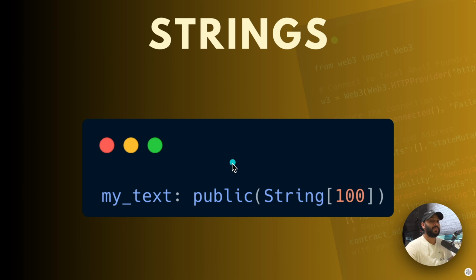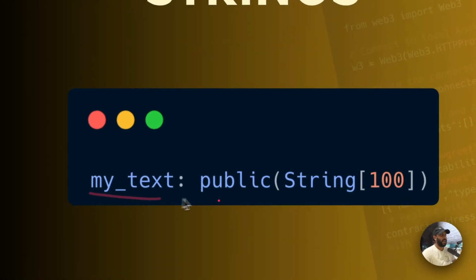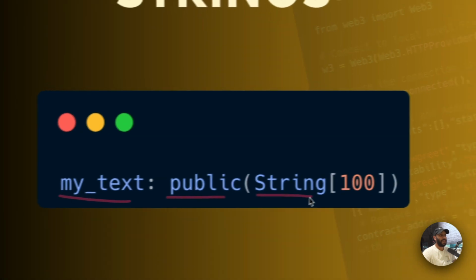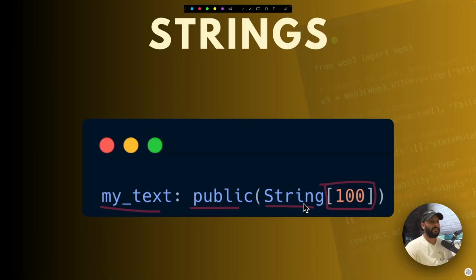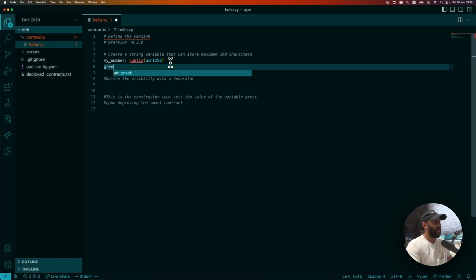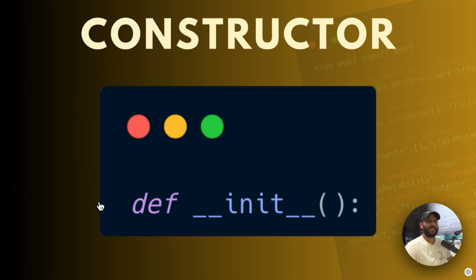Next, let's dive into strings. A string is a variable type that's defined the same way, by giving it a name, a visibility, and then the data type string, but you see some additional stuff over here. That is because for strings in Vyper, we need to tell Vyper how many characters a string has. We do that with square brackets and then passing a number. So this string can have 100 characters. Over here, I can define greet with a visibility of public, defined as string, and then between brackets we'll type 100.